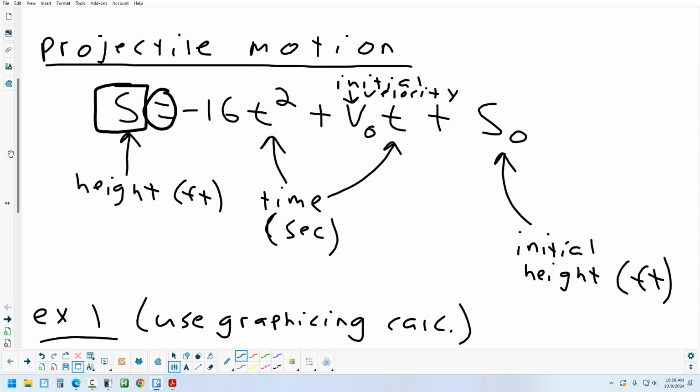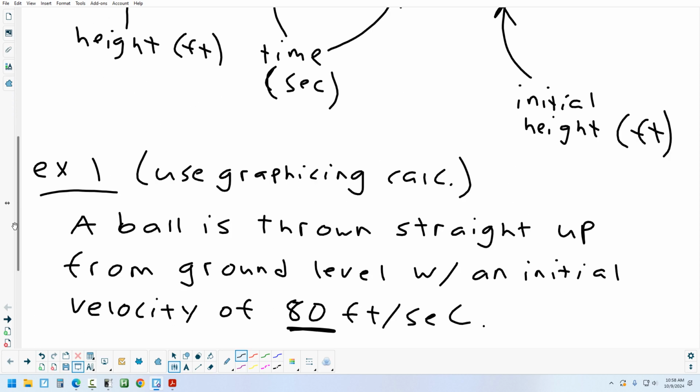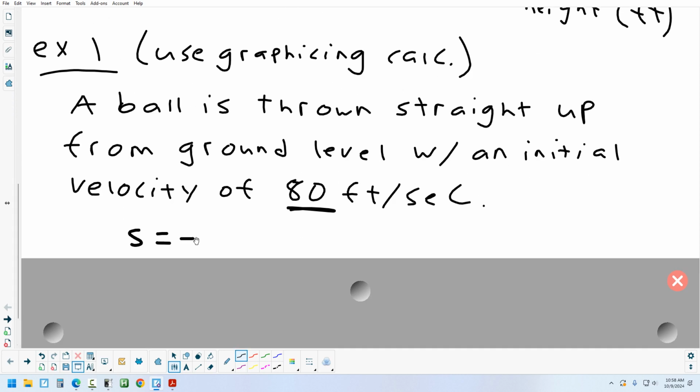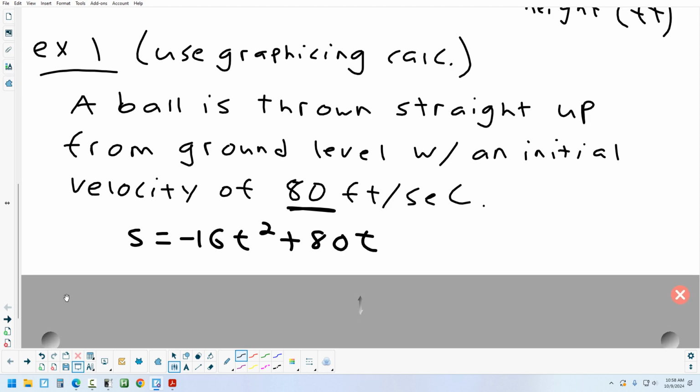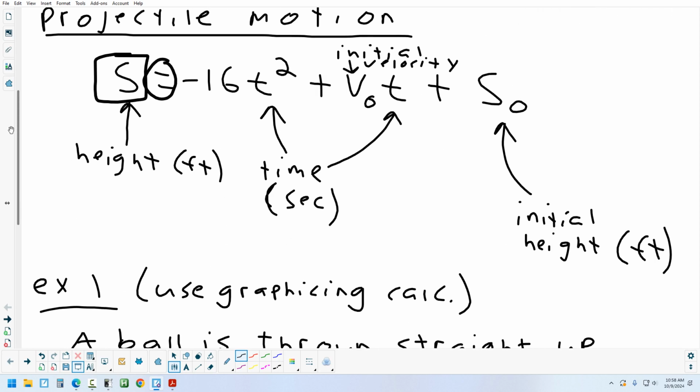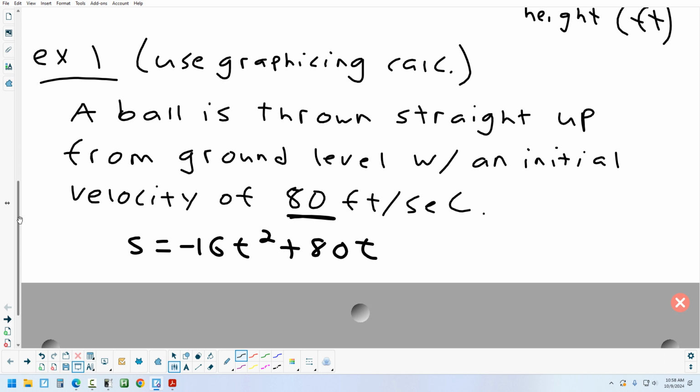So let's plug in my values from the problem into the formula. Okay, so they're not asking us to do anything yet. I'm just taking the numbers they gave me, plugging them into the formula, so I'm ready to use it to do something in the next step.